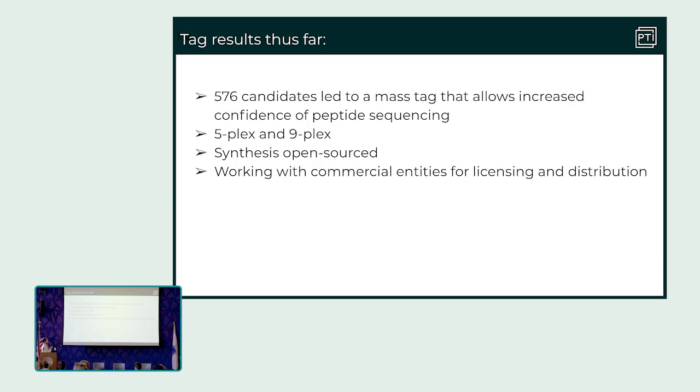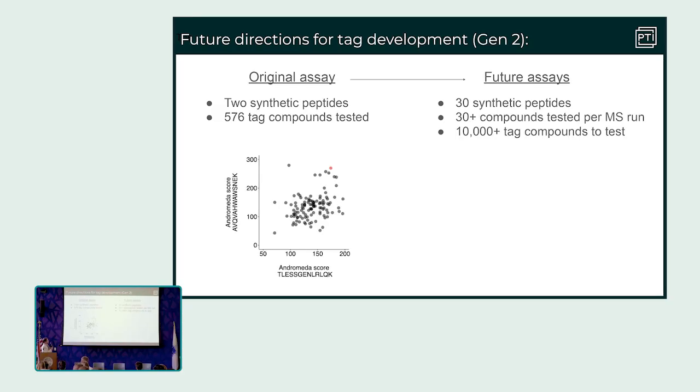So to summarize our work thus far, we took 576 chemical candidates that led to a mass tag that allows increased confidence of peptide sequencing. We have a 5-plex at 4 Dalton spacing and 9-plex at 2 Dalton spacing. And we have this detailed synthesis that we are publishing open source, and we're working with commercial entities for licensing and distribution. And we're also looking toward the future for the development of a Generation 2 tag.